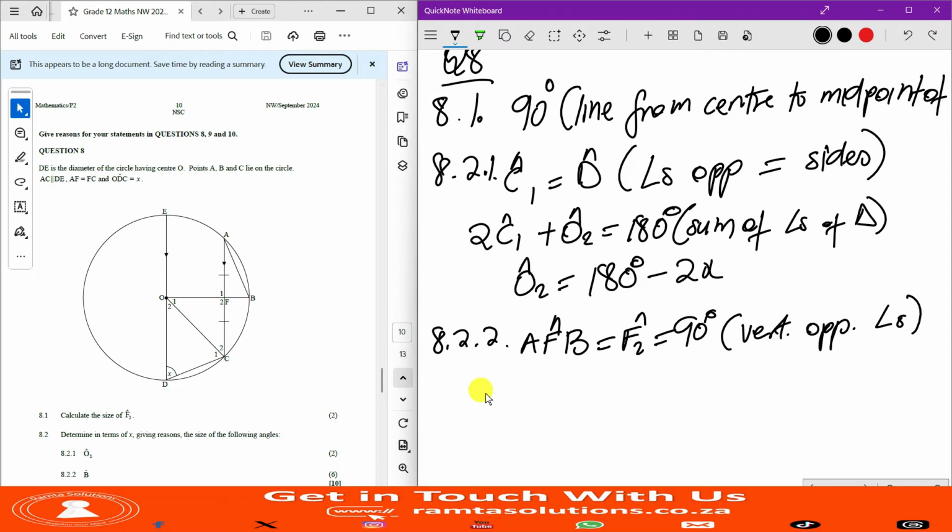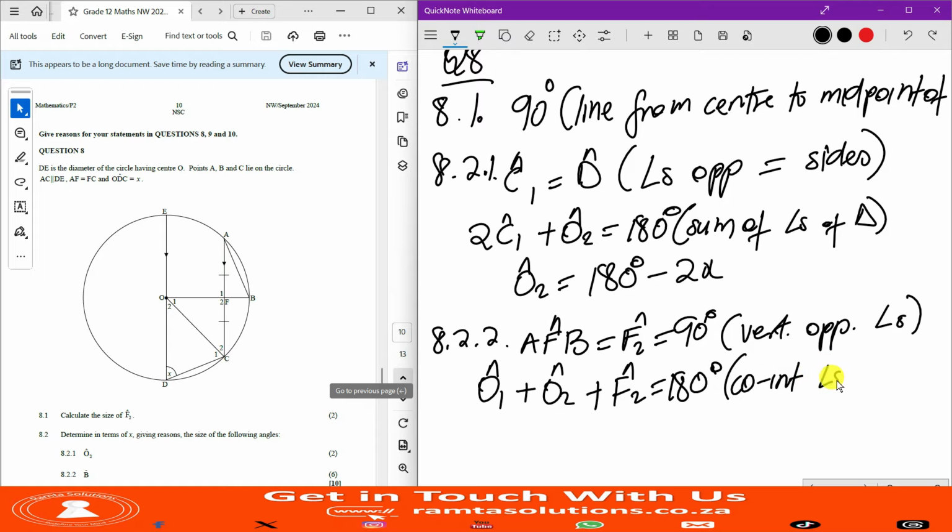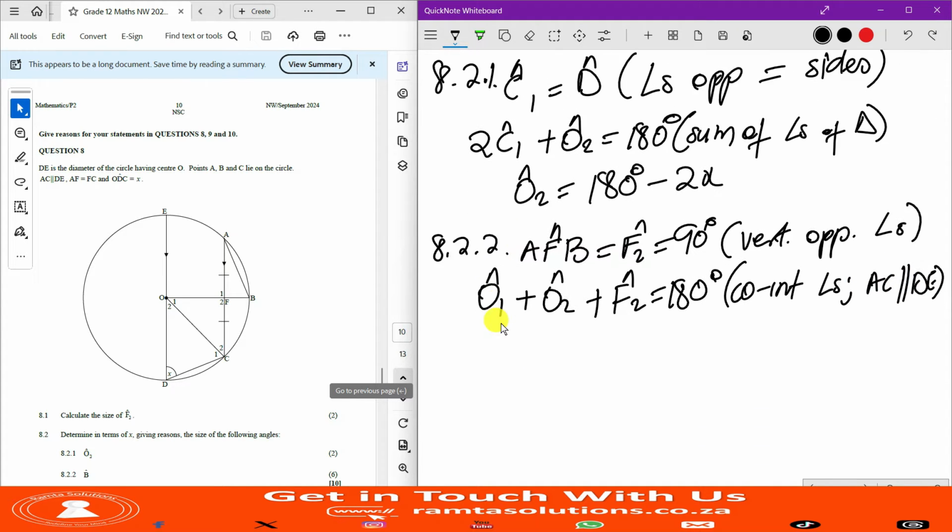Angle O1 plus angle O2 plus angle F2 is equal to 180 degrees. Why? These are co-interior angles, because AC is parallel to DE. For now, I do not know what O1 is.